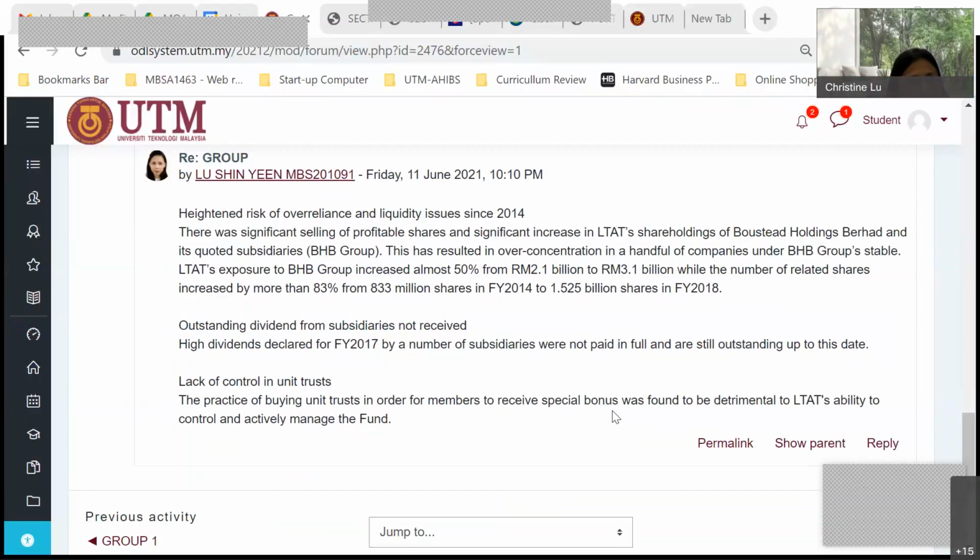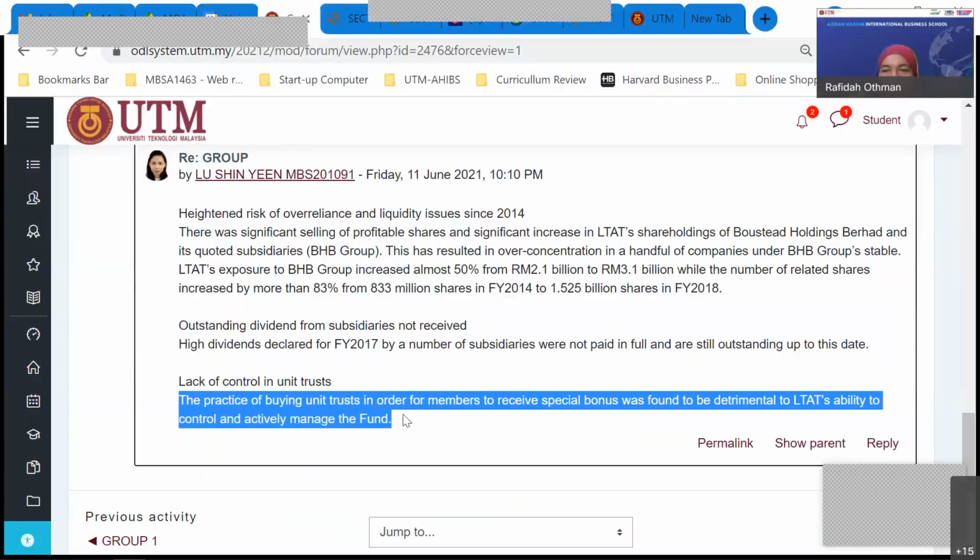There is also lack of control in unit trust. The practice of buying unit trust in order for the members to receive special bonus was found to be detrimental to LTAT's ability to control and actively manage the fund as well. This is similar to what the KWSP is doing.